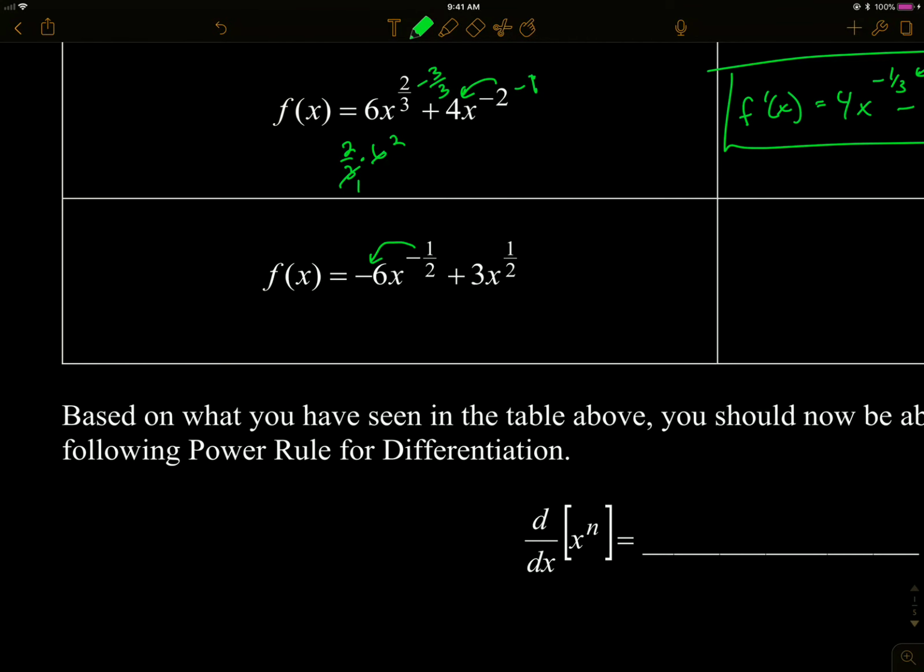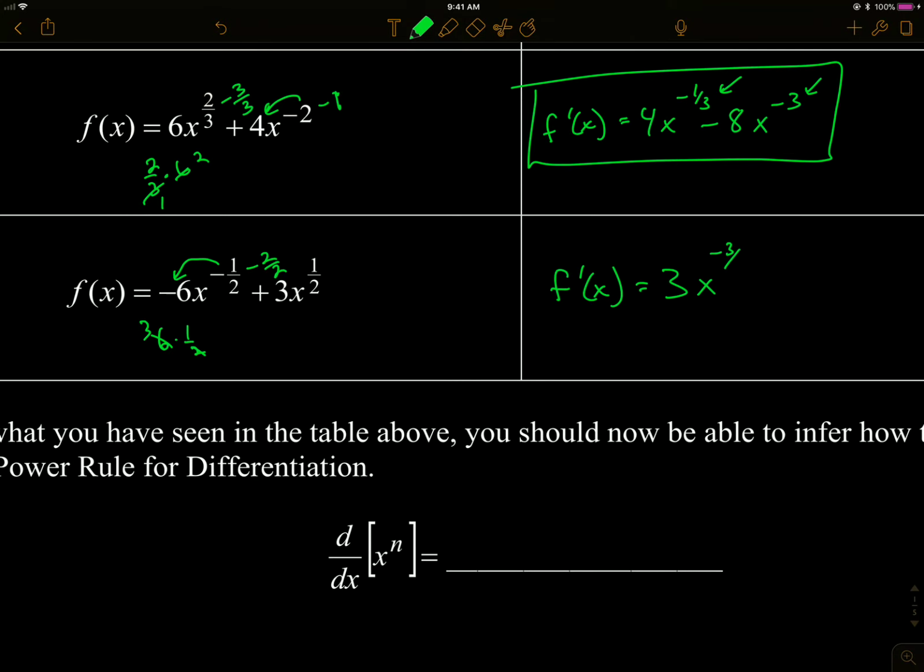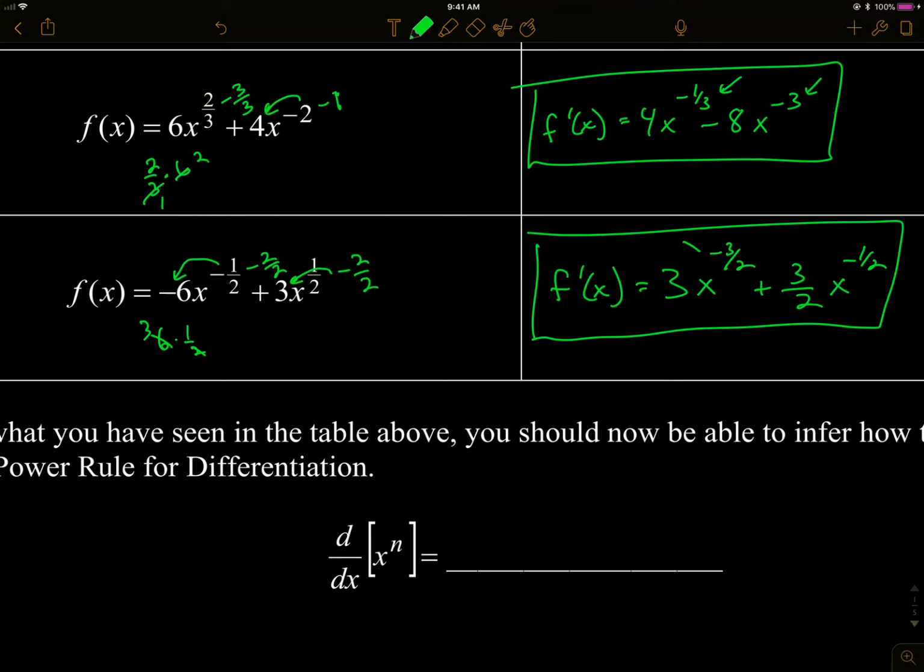Okay, so the negative 1/2 comes down and multiplies by negative 6. So I know 6 times 1/2, that goes into 6 3 times. That's going to be 3. And because it's a negative times a negative, it's a positive 3x. I'm going to subtract 1 off of that power. I get negative 3/2. Here the 1/2 comes down and multiplies by the 3. I get 3/2. X to the, if I subtract 1 off it, I get negative 1/2. Once again, I don't love those negative powers. We're going to deal with those a little later.